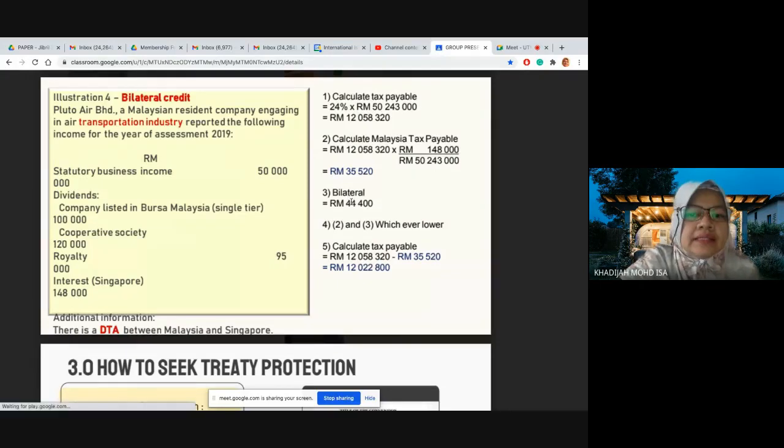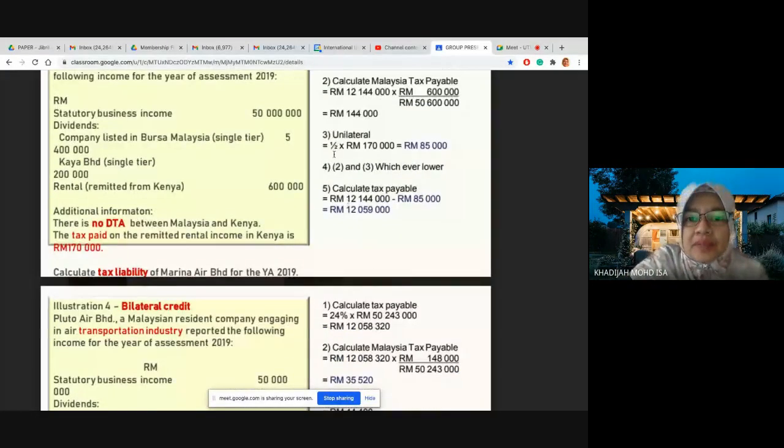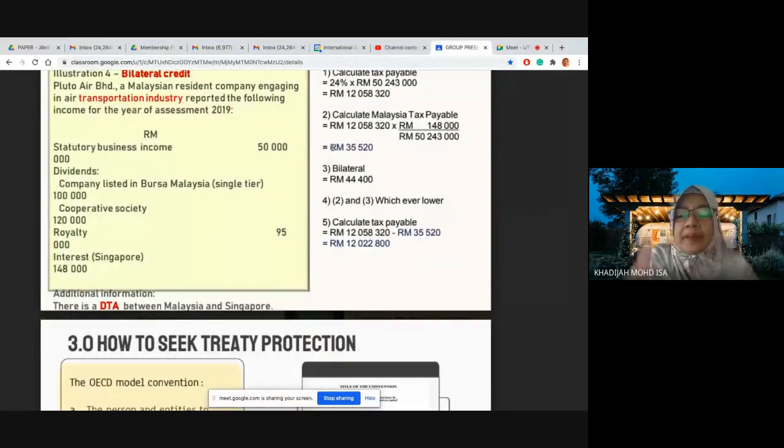I rasa ni this is the amount paid, the tax paid in Singapore. So now because bilateral you tak payah ambil half. Tadi nampak tak? Unilateral you ambil half. But kalau bilateral you tak payah ambil half. So maknanya the comparison whichever is lower, tu amount tu besar lagi lah, which is better lah for the company. So you akan compare 44,400 dengan 35,520, whichever is lower. So you akan ambil 35,520.